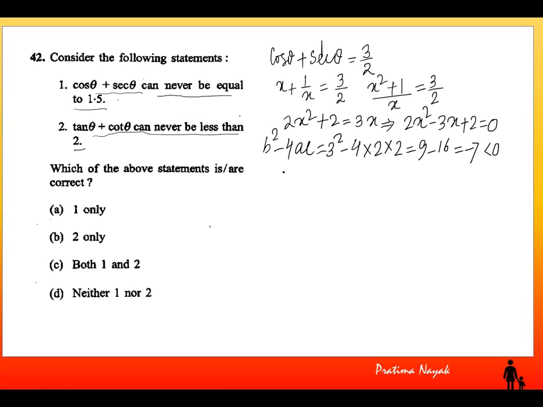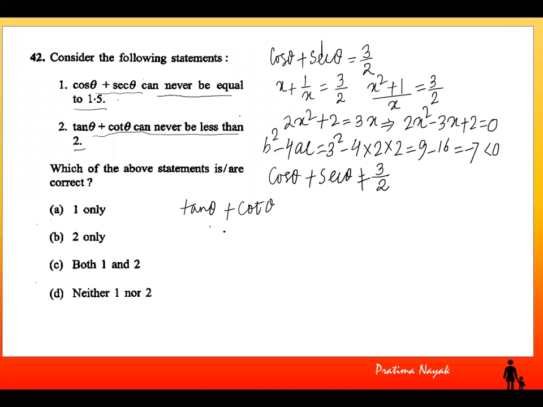That means cos theta plus sec theta equal to 3 by 2 is not possible; it cannot be equal to 3 by 2. Next, coming to the second one. The second one is tan theta plus cot theta can never be less than 2.